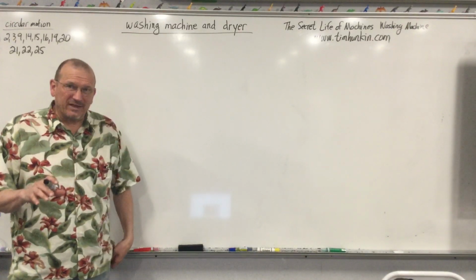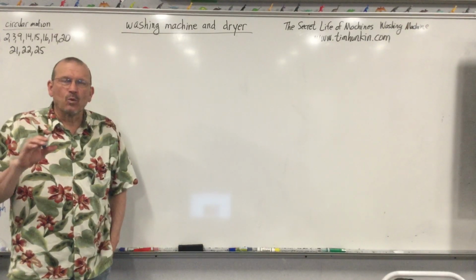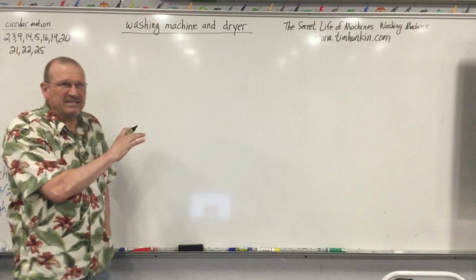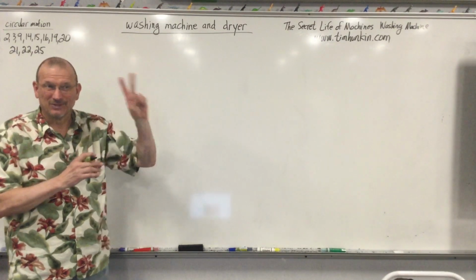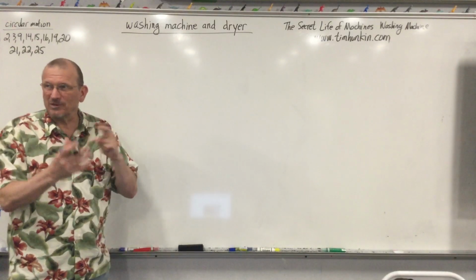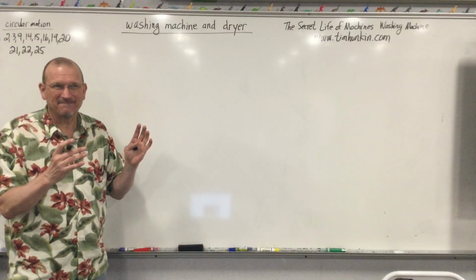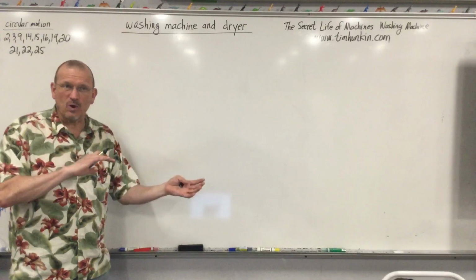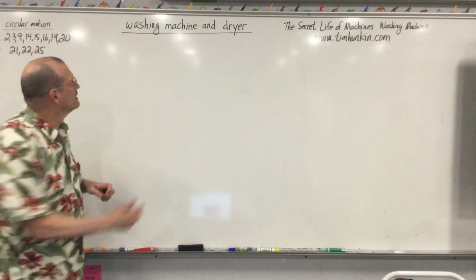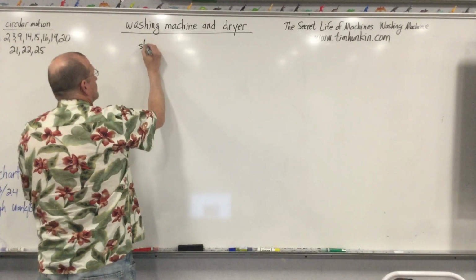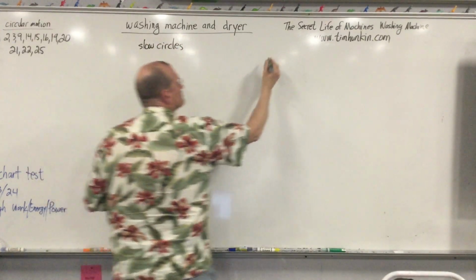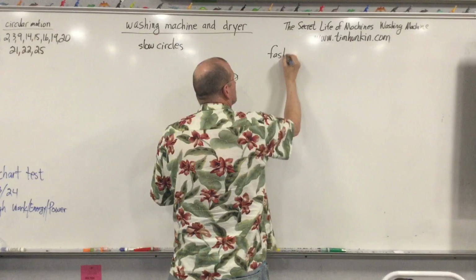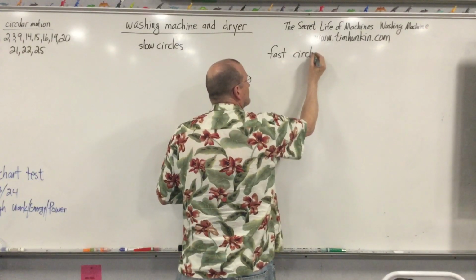So to begin with, how many different kinds of circles really are we going to talk about here? 2. And what would their classifications be? A slow one or a fast one? So we have slow circles, fast circle.